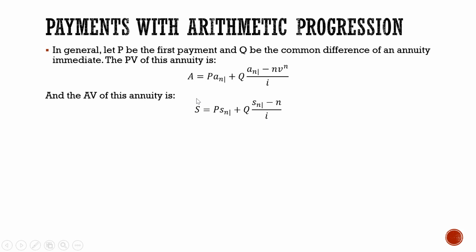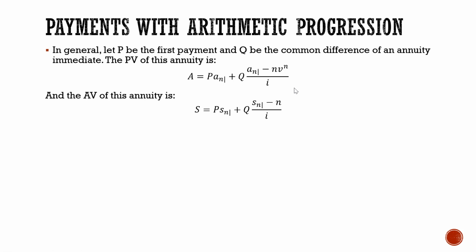So I repeat, to find accumulated value: A is at time 0, S is at time n. So basically we multiply A with 1 plus i to the n. So a angle n times 1 plus i to the n is s angle n. nV to the n times 1 plus i to the n is n, because V and 1 plus i cancel out. So this is the formula to calculate the accumulated value of the annuity, and this is called the PQ method.